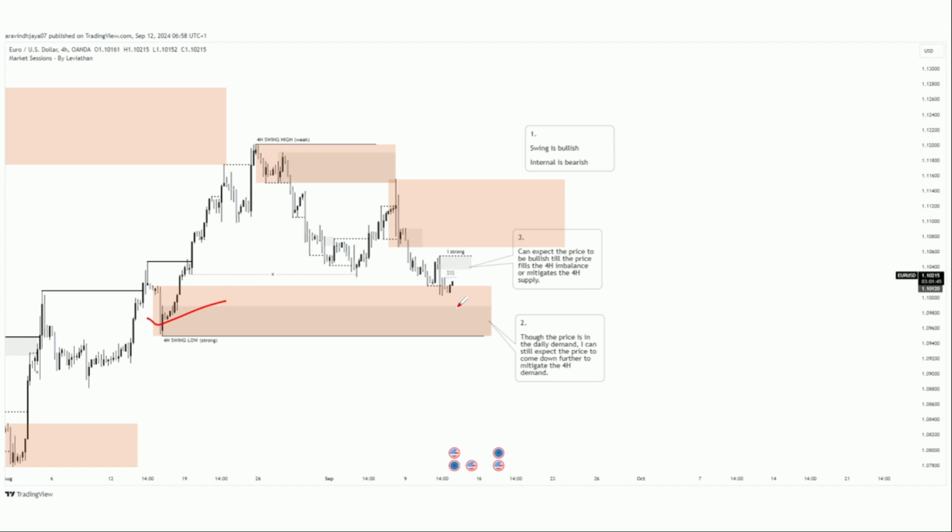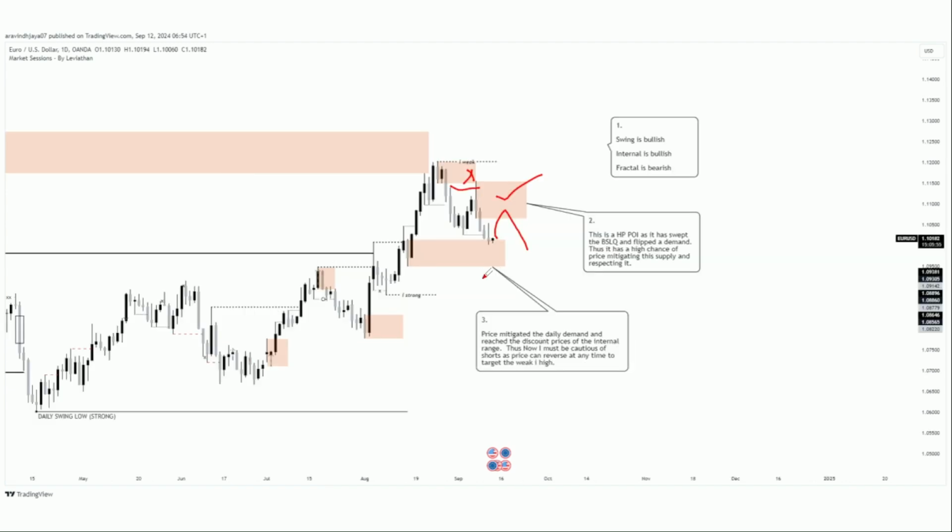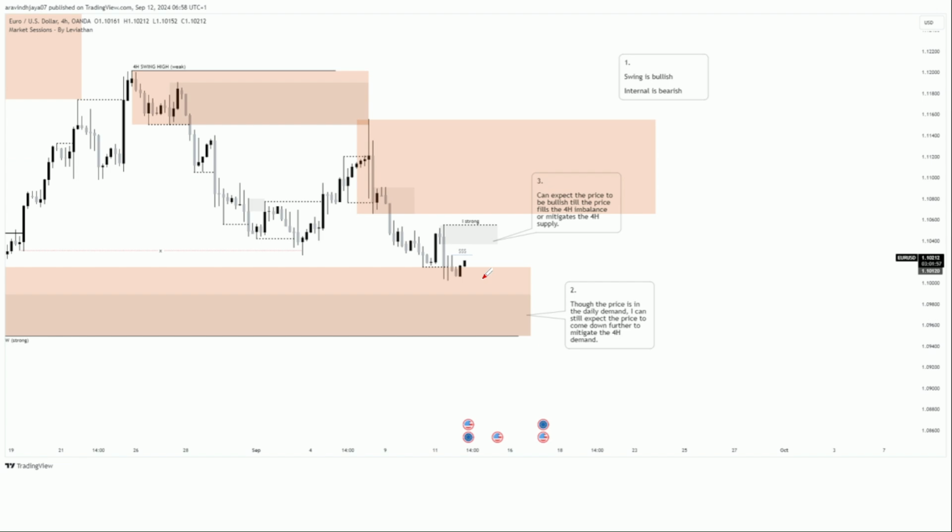Anyway, swing is bullish, internal is bearish. Though the price is in the daily demand, I can still expect the price to come down further to mitigate the 4 hour demand. So I must be aware of this one. I can expect the price to be bullish till the price fills the 4 hour imbalance or mitigates the 4 hour supply. Short term, I can expect the price to be bullish because the price has taken out the bearish highs.